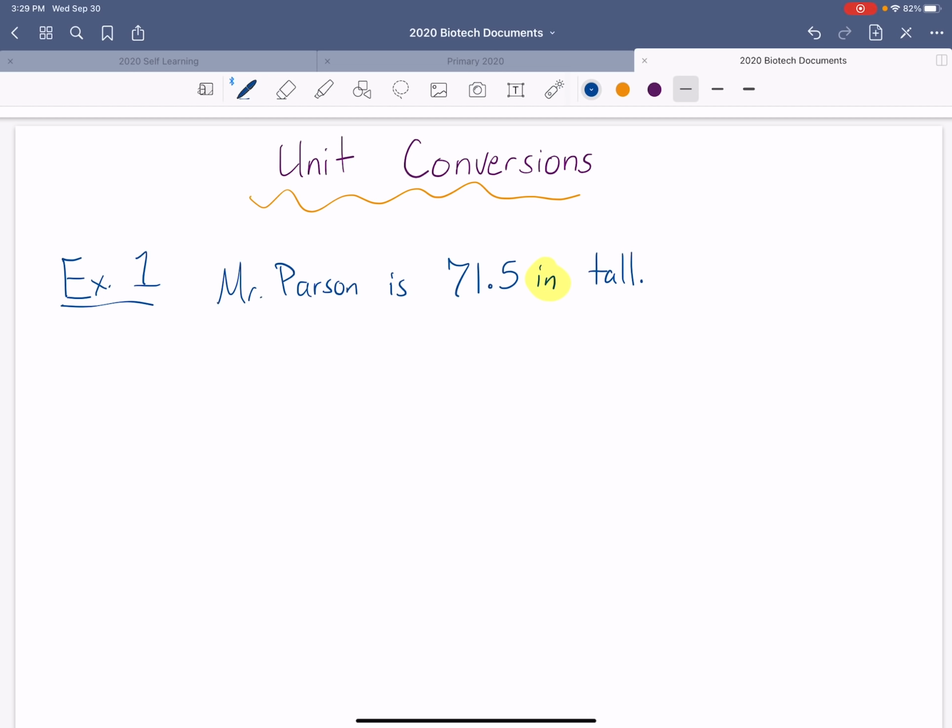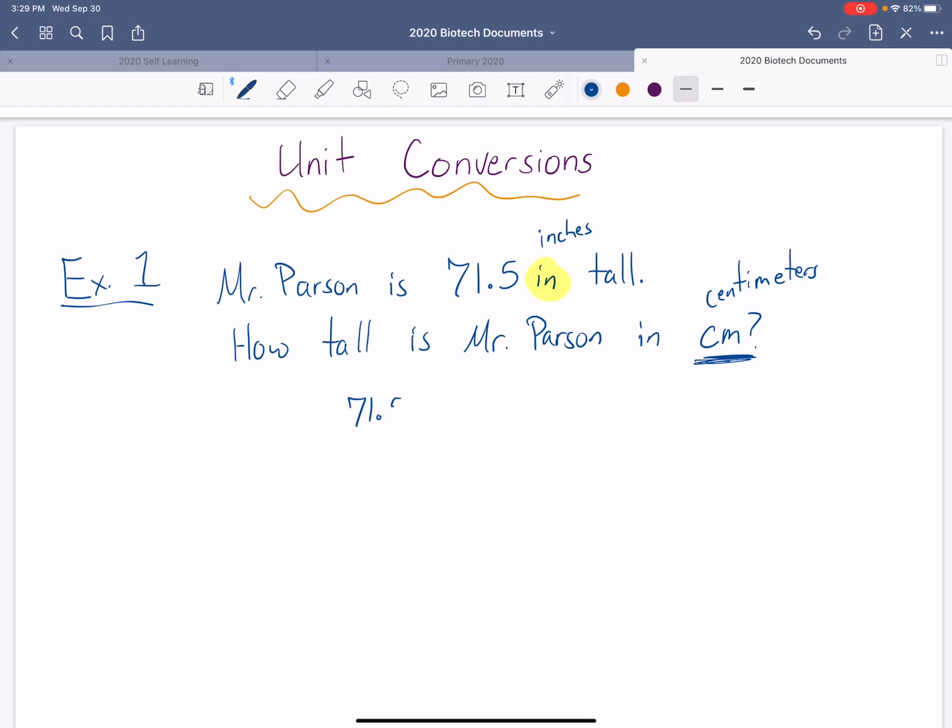So what we want to ask is, how tall is Mr. Parson in centimeters? This is the new unit that I need to go to. Here we are starting in inches, and we need to go to centimeters. In doing this, what we have to find is a path or a route. So my plan here is, I've got 71.5 inches. That's what they give me. And I need to go from the realm of inches, and then somehow wind up with the number in the realm of centimeters.